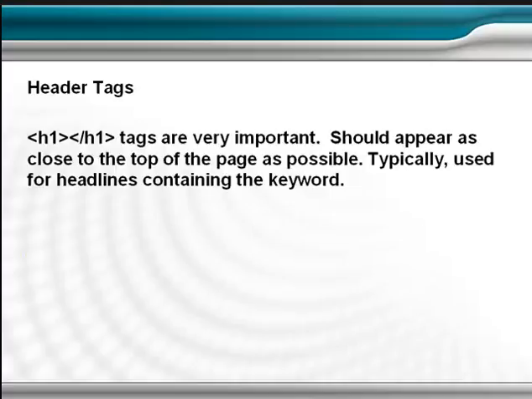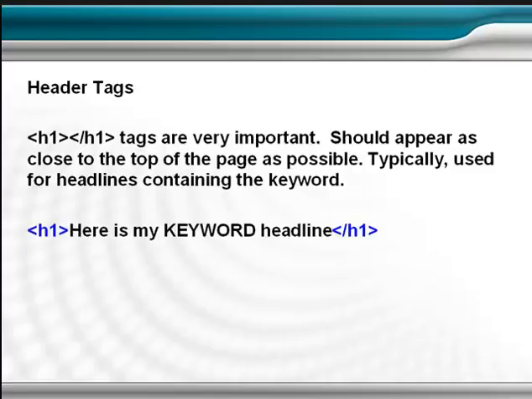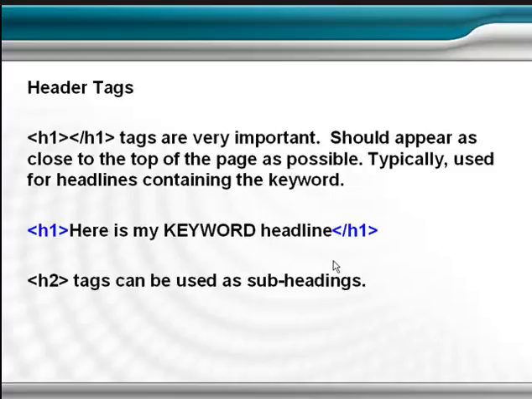As we move on, the next thing you see are header tags. These are just defined by bracket H1 and then a closing bracket again. Now these tags are very important and they should appear as close to the top of the page as possible. Typically use these for headlines, which again should contain your keyword. So here's an example: open header tag, keyword, here is my keyword rich headline, and then close the tag.